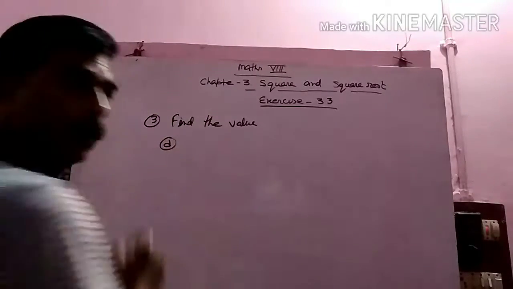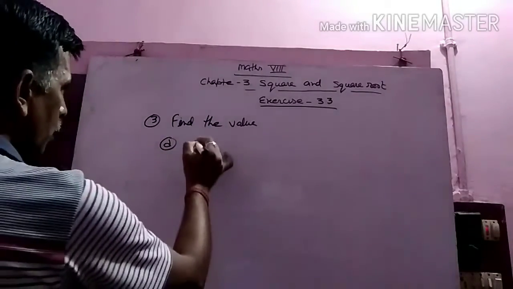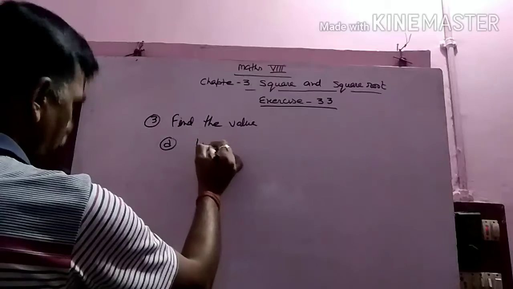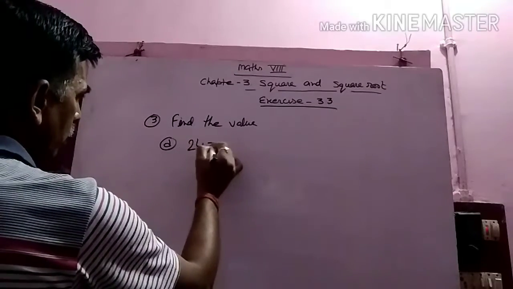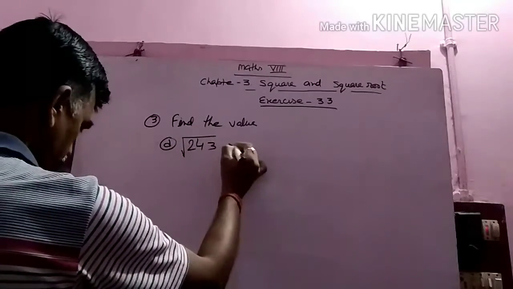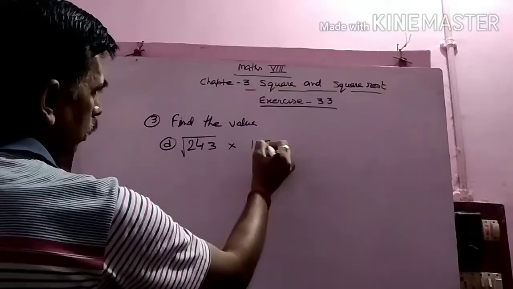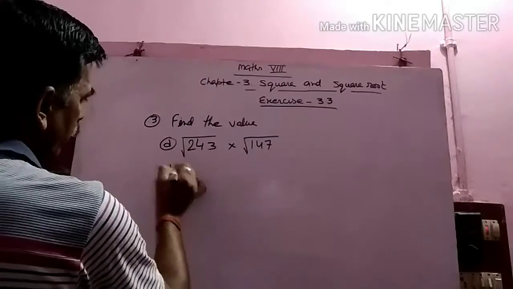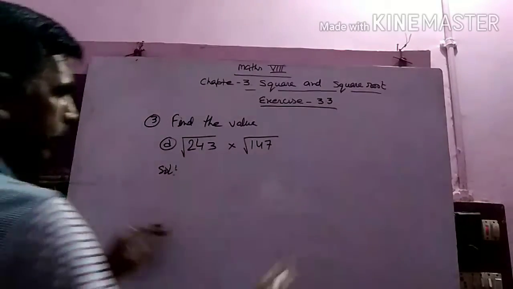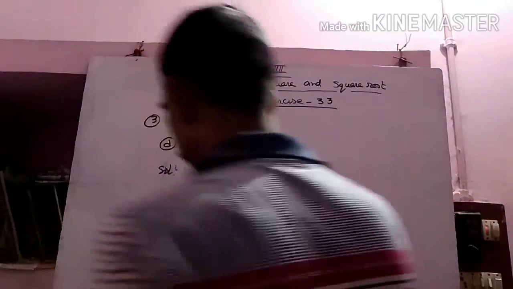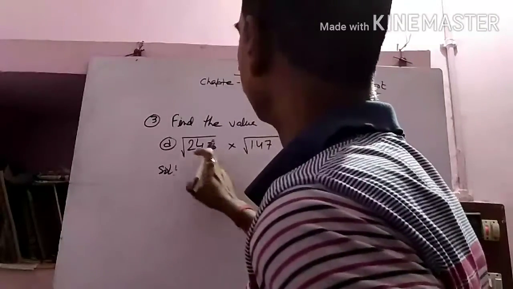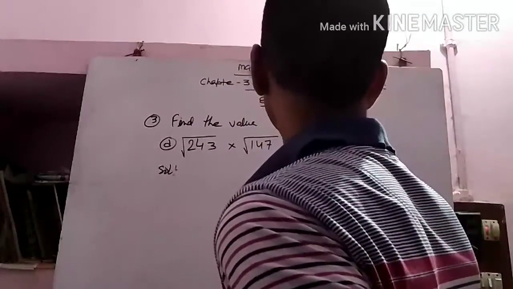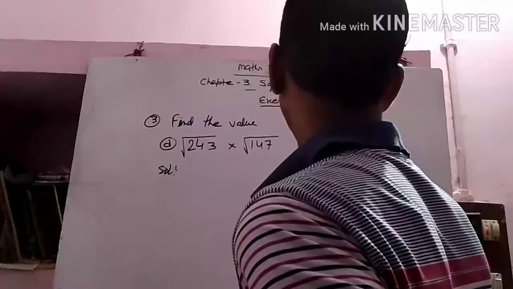question number D, which is root under 243 and root under 147. So first of all, in case of solving that one, we have to get the prime factors of 243.